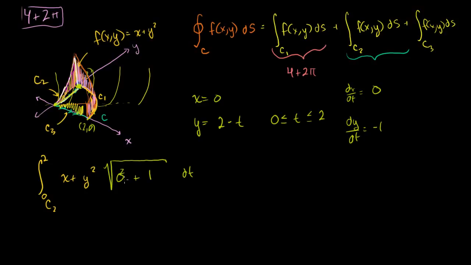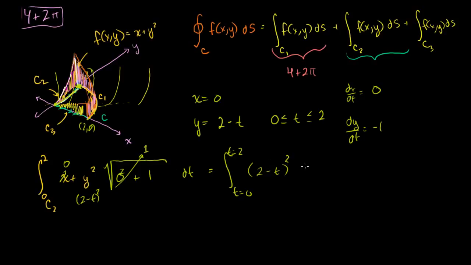And obviously this is pretty nice. It gets very nice and clean. This is 0 plus 1 under the square root. This just becomes 1. And then what is x? x, if we write it in terms of our parametrization, is always going to be equal to 0. And then y squared is going to be 2 minus t squared. So this whole crazy thing simplified to, we're going to go from t is equal to 0 to t is equal to 2. The x disappears in our parametrization. x just stays 0 regardless of what t is. Then you have y squared, but y is the same thing as 2 minus t. So 2 minus t squared.